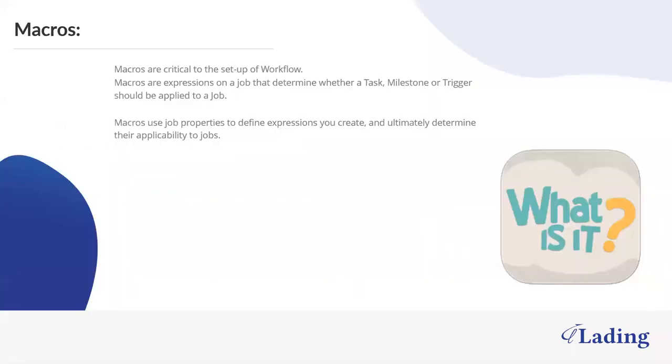So the toughest part of this whole thing is macros. This is the part that could keep us here till Monday if we had to talk about different macros. There are thousands of different macros that you can use in workflow. They're going to be expressions on the job that determine whether a task, milestone, or trigger should be applied to the job. They're going to use job properties to define expressions that you create. So this is how you can go in and search for things that are not part of the standard searches through macros. Let me give you an example of that.